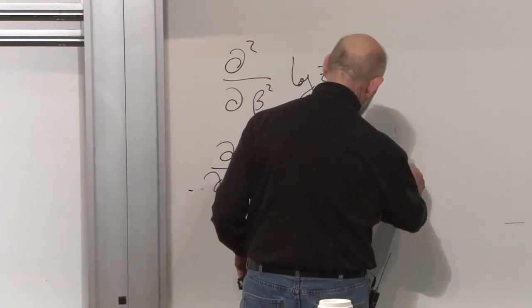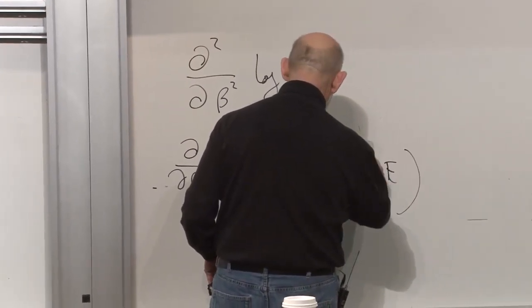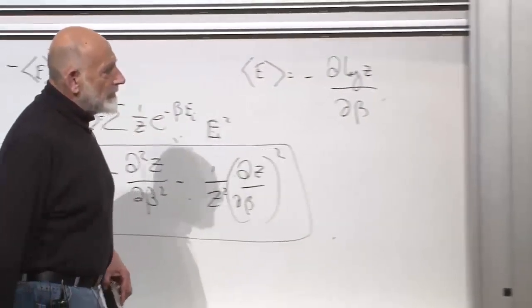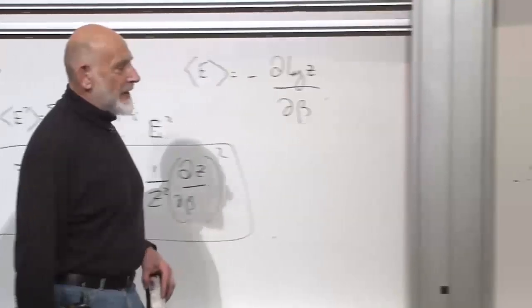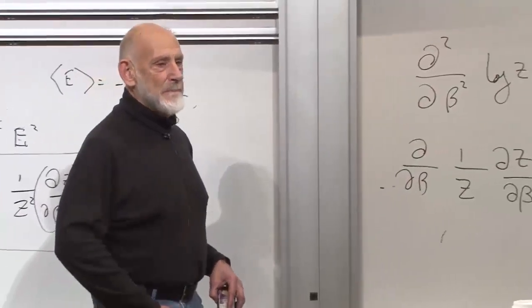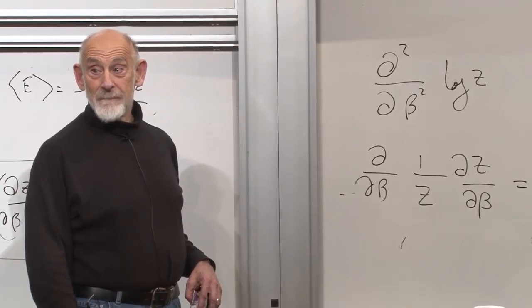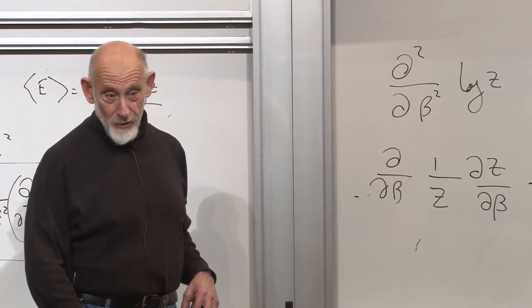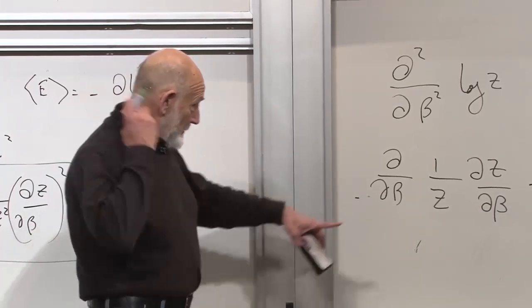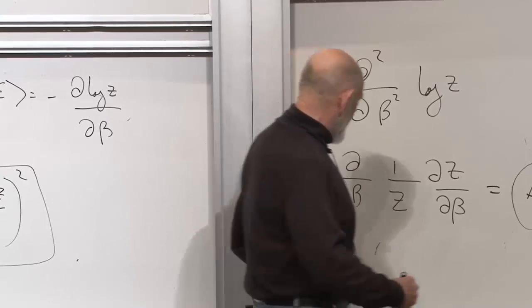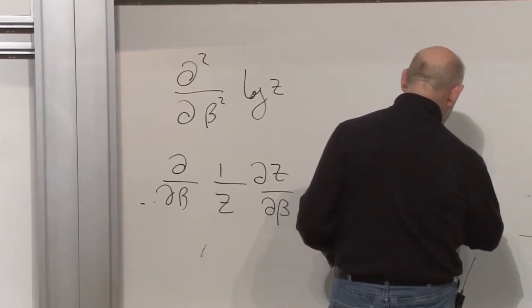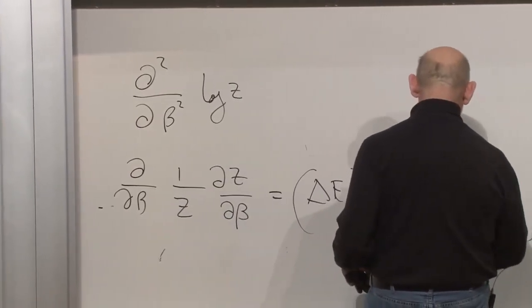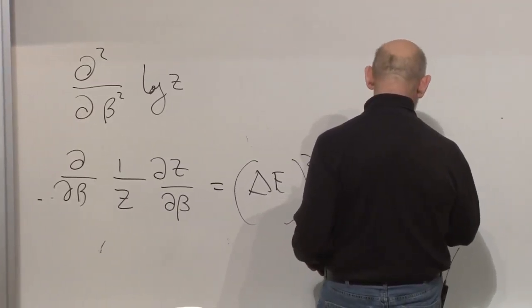So we have an even simpler formula for the fluctuation, delta E squared. But yikes, this is even simpler. What is 1 over Z dZ by d beta? It is d log Z, but it's the average energy, isn't it? Or minus the average energy. This is minus the average energy. So here we have another formula: d by d beta of minus the average energy.